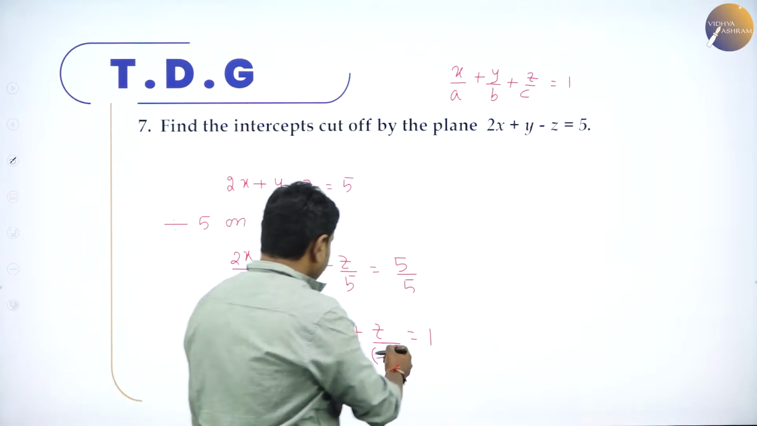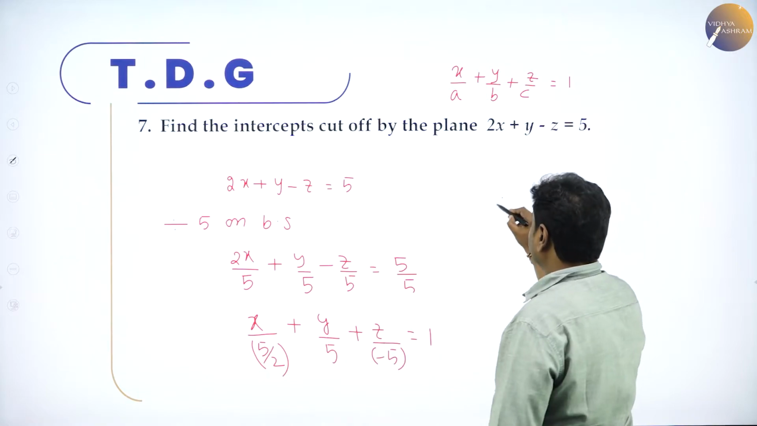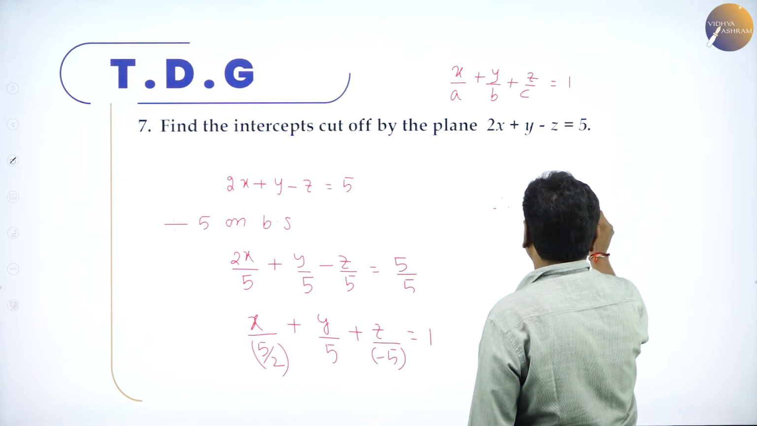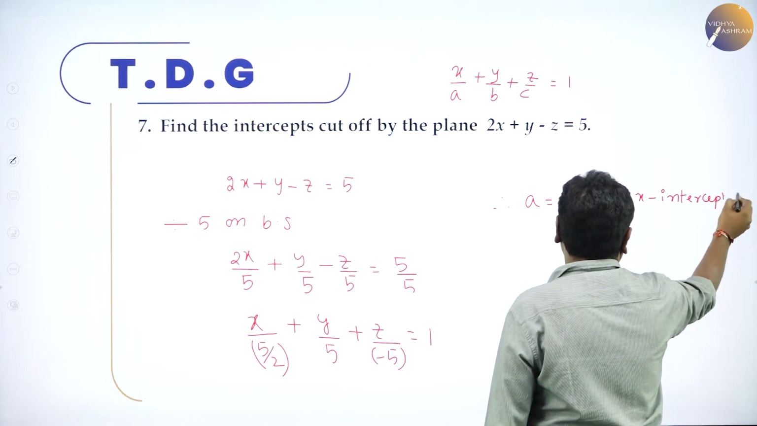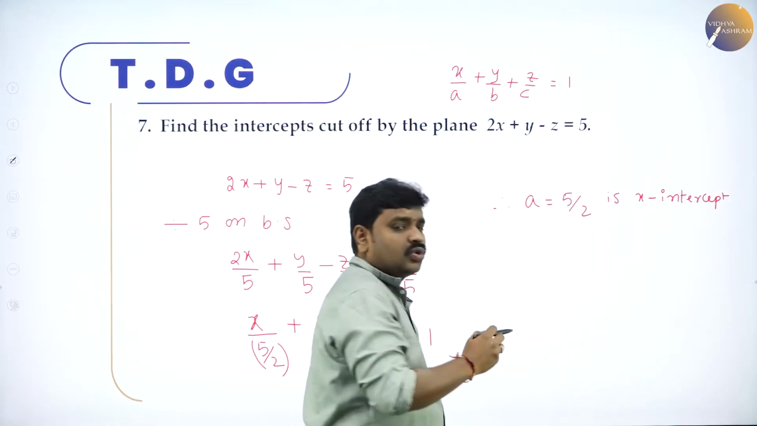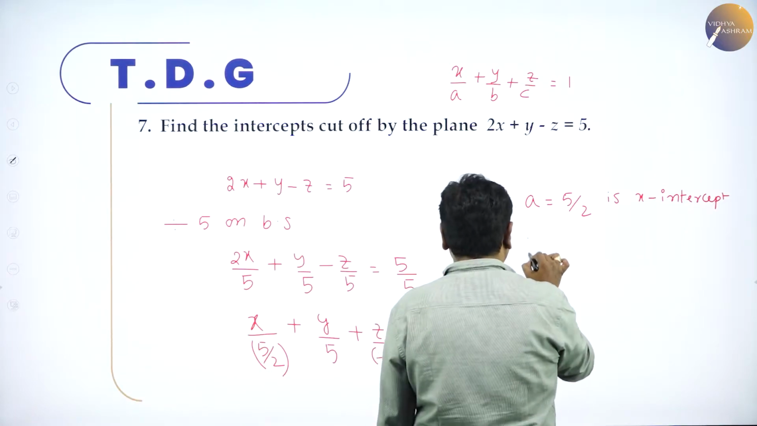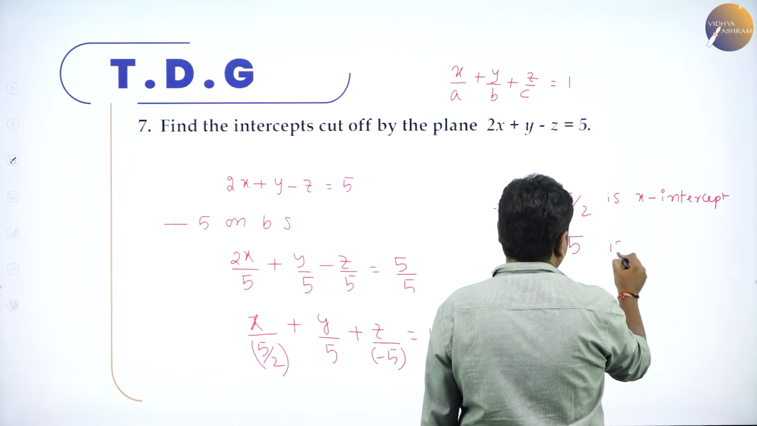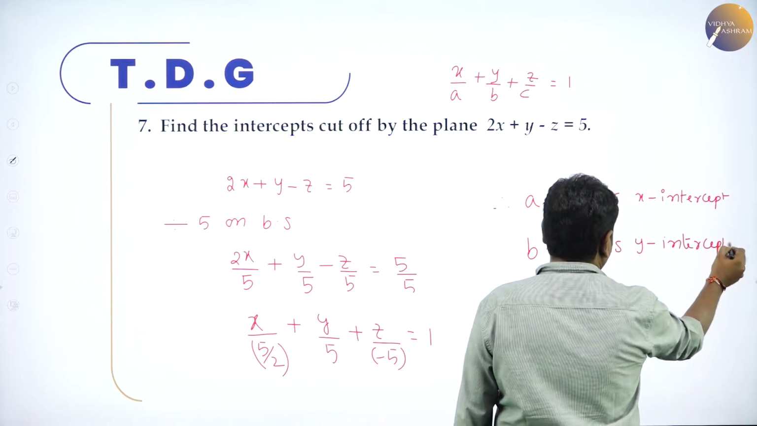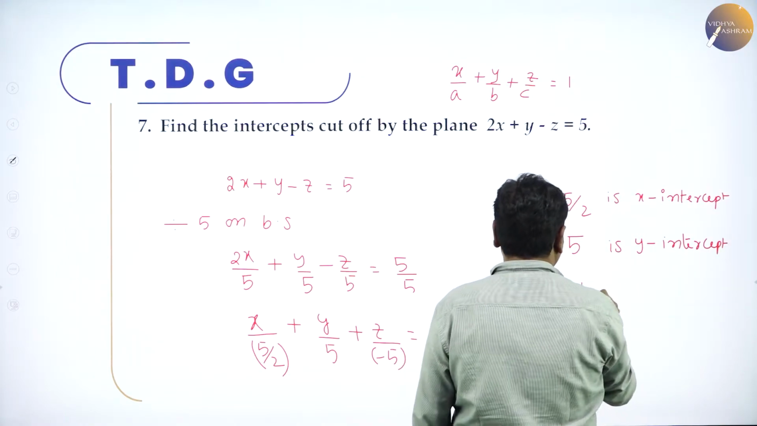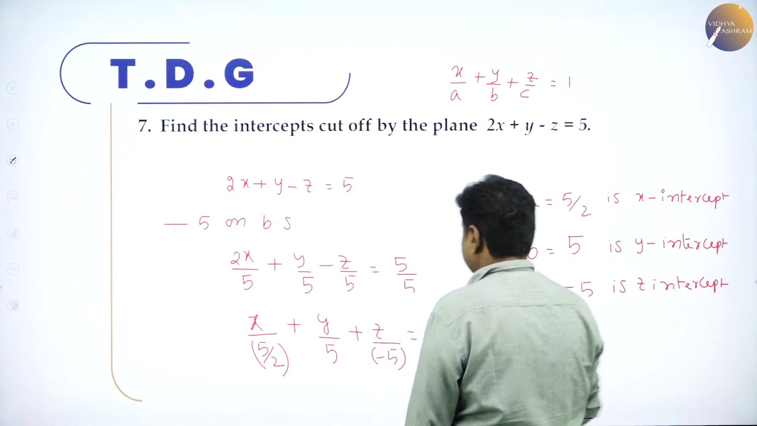So now when you see this, it is in the form of x by a plus y by b plus z by c equal to 1. So a is equal to 5 by 2, the x intercept, and we can also write it as 5 by 2 comma 0 comma 0. What is meant by intercept? It is a point where the plane cuts the axis. Then in the place of b, we have 5, the y intercept, and in the place of c, that is minus 5, is the z intercept. They want you to find intercepts, so we got the x, y, z intercepts.